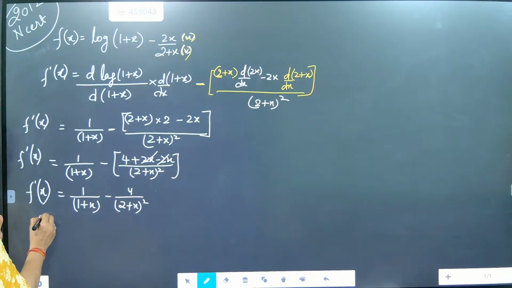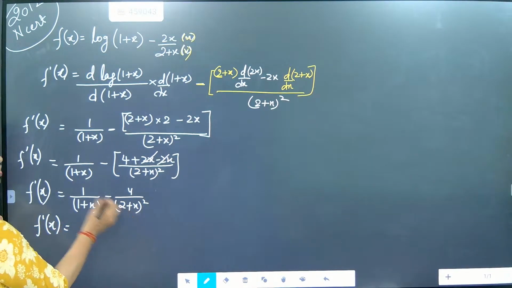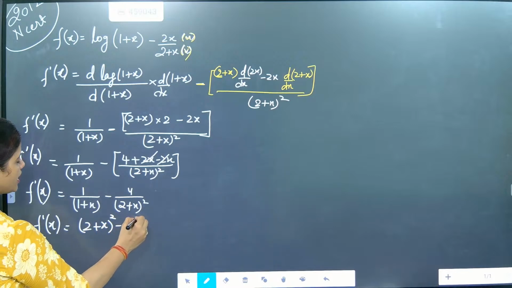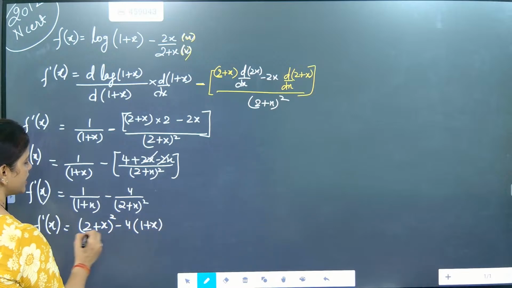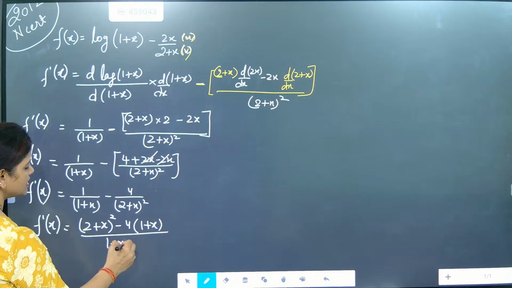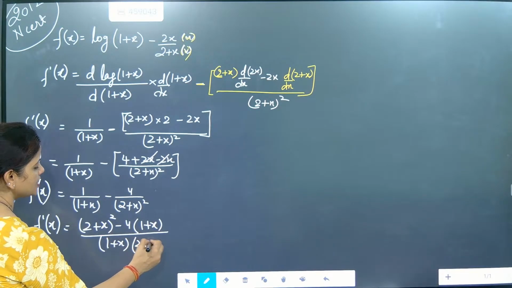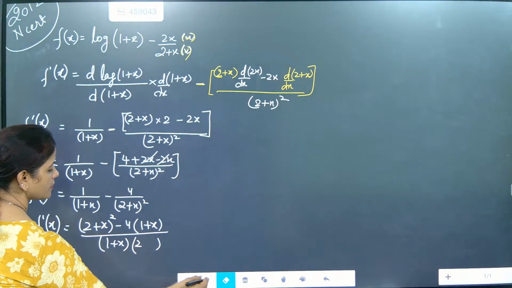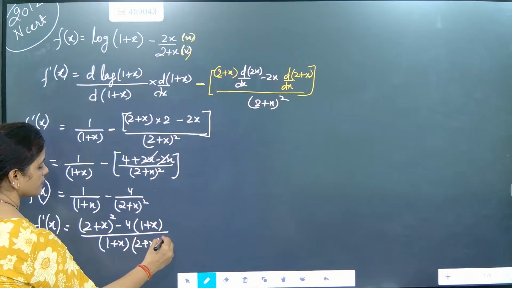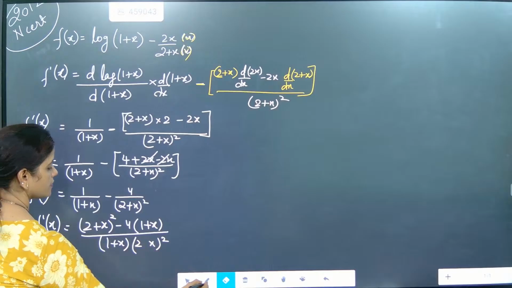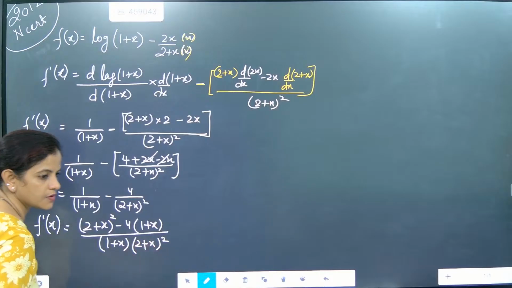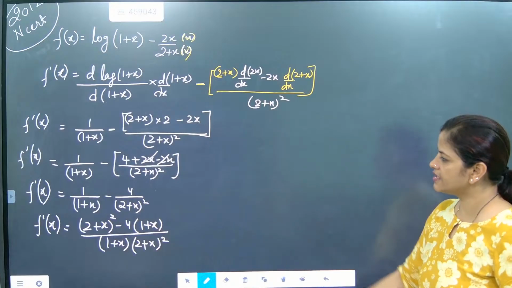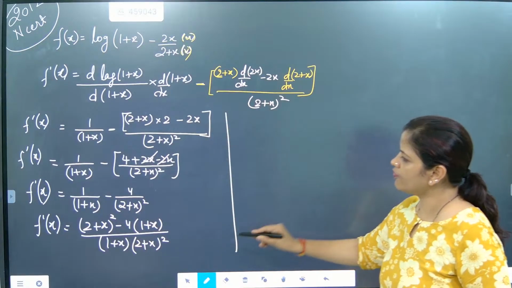Now look here. f dash x is equal to, now cross multiply, beta: 2 plus x whole square minus 4 times 1 plus x, by 1 plus x and 2 plus x whole square. Then, beta, 2 plus x whole square. So once we write this, we go for the next one.